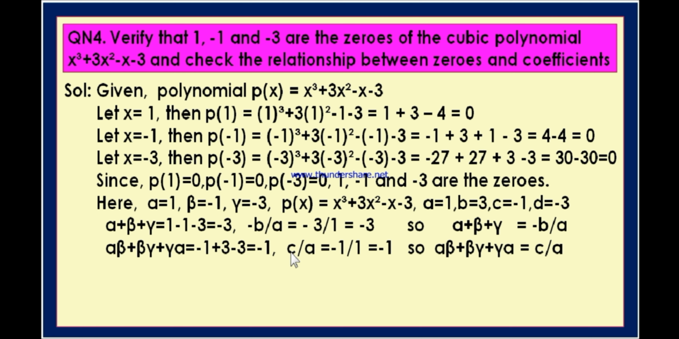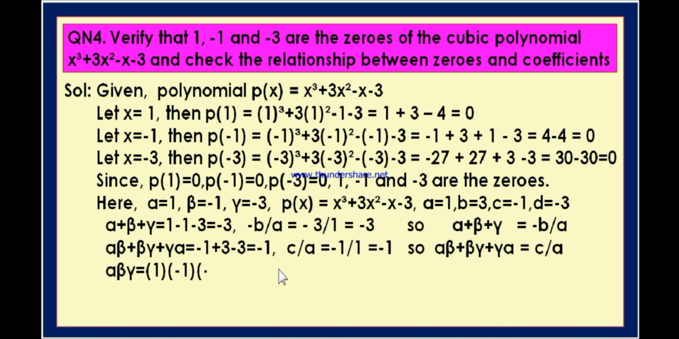Now let us find the value of c by a. C value is minus 1, a value is 1. Minus 1 by 1 is also minus 1. If you observe, these two values are equal. Therefore, you can say that alpha beta plus beta gamma plus gamma alpha is equal to c by a. It is the second relation.